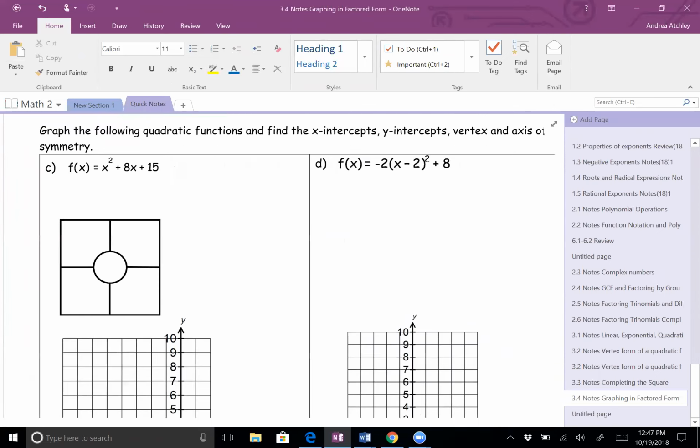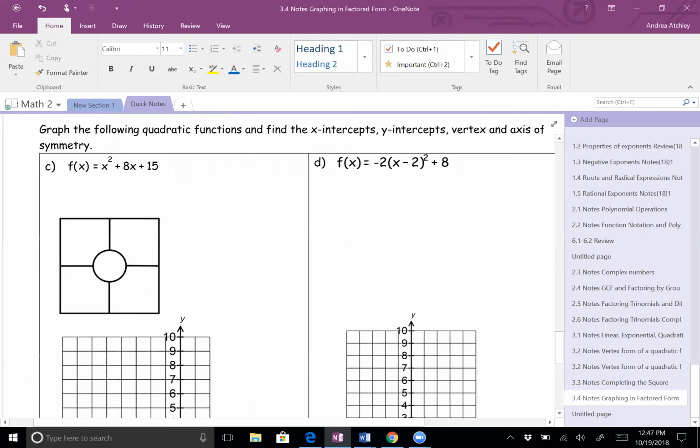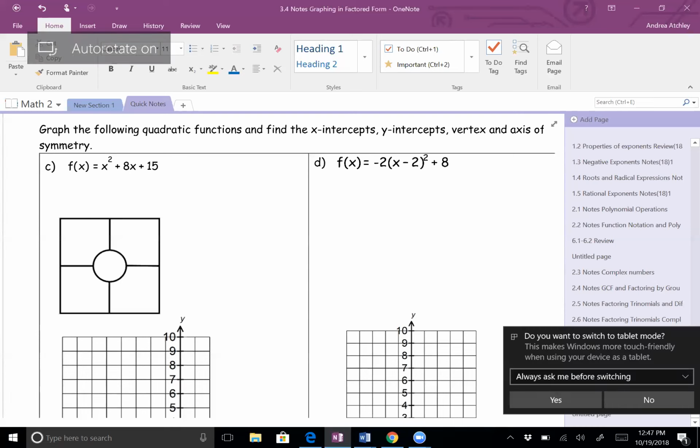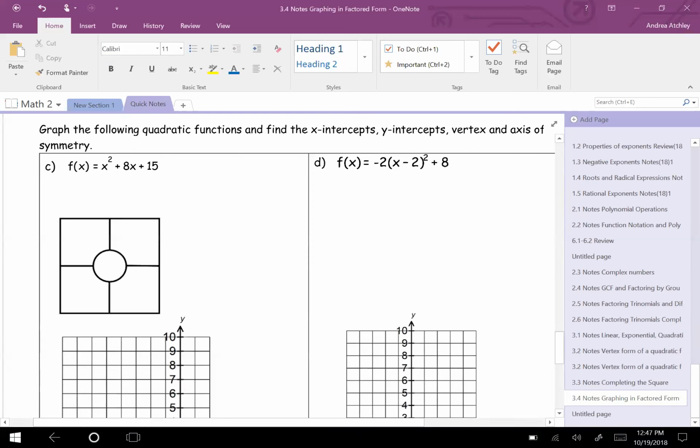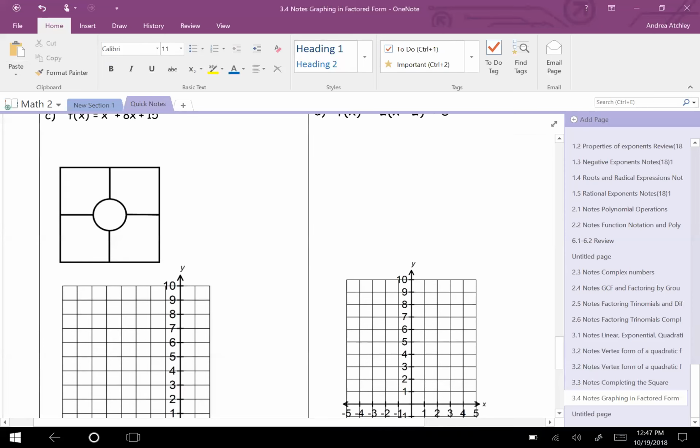So now in your homework, there's going to be a couple that we're going to have to factor. So in C, you have to factor first. And in D, it's in vertex form, so you just graph it. You can find, that's easy. That's the easy one. Okay. So let's do C first to make sure we know how to do that. So I'll get you started on C.